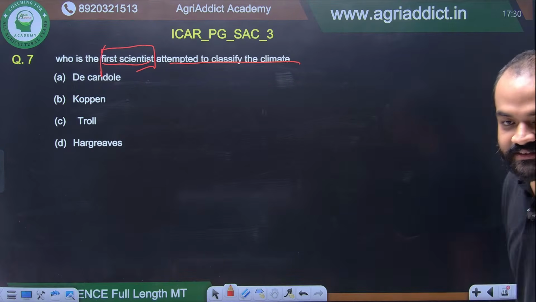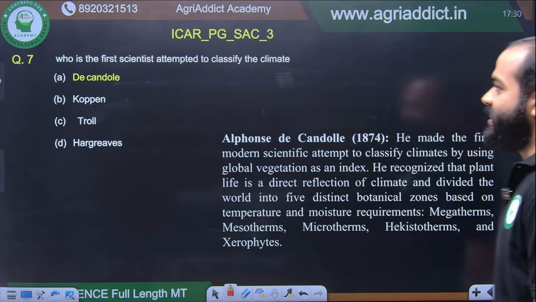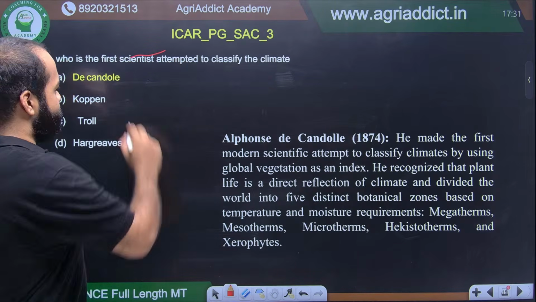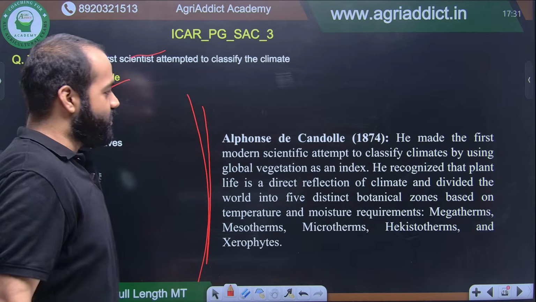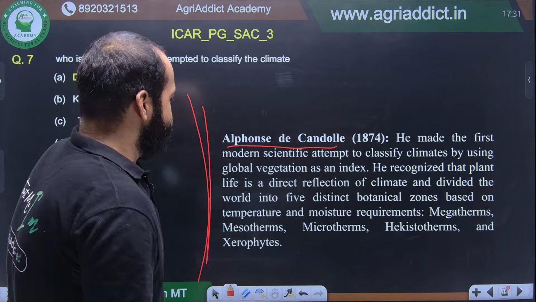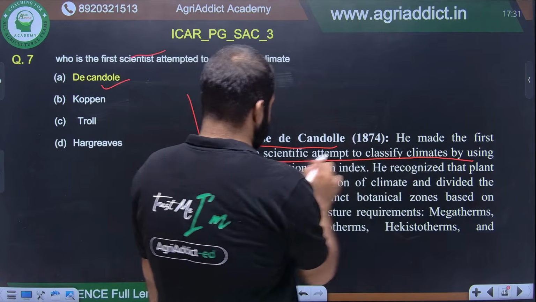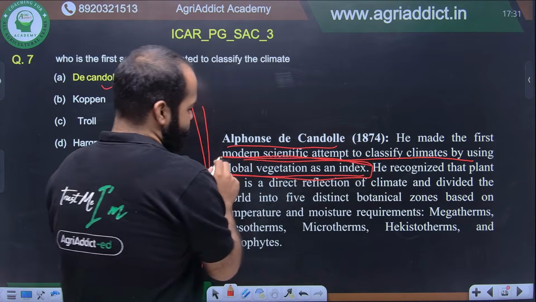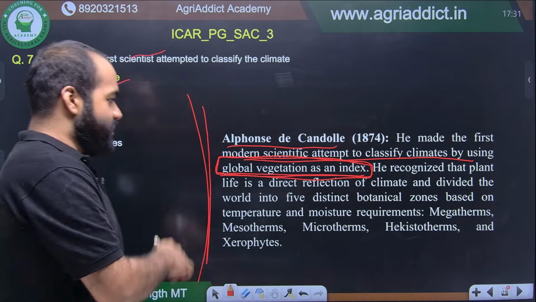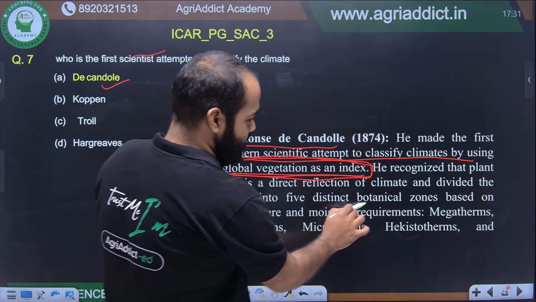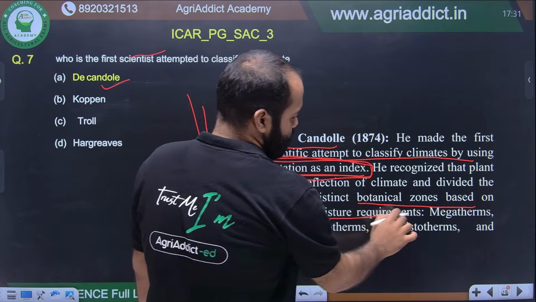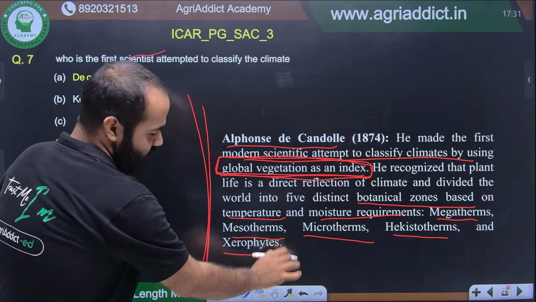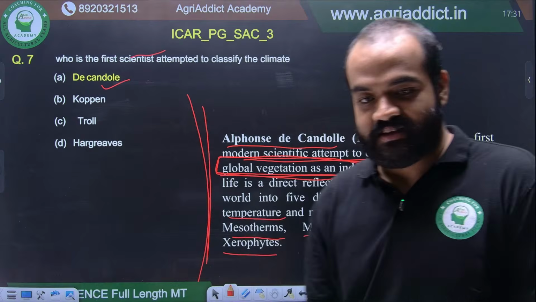Yes Nikhila. Yes, yes, yes. All of you are absolutely correct. Isme koi time zaya nahi karenge. Of course, it is de Candolle, you know. For you all, I have taken the explanation. Inka poora naam tha Alphonse de Candolle, jinhone he made the first modern scientific attempt to classify climate by using global vegetation as an index. Ye important hai, isko yaad rakhna. Kis basis pe division kiya gaya tha? That is global vegetation as an index. He recognized distinct botanical zones based on temperature and moisture requirements, jisme aata tha megatherm, mesotherm, microtherm, hekistotherm and xerophytes. All right? Anil, very good, very good.